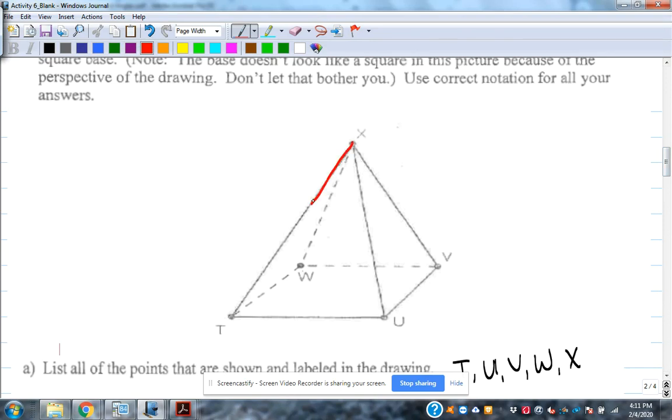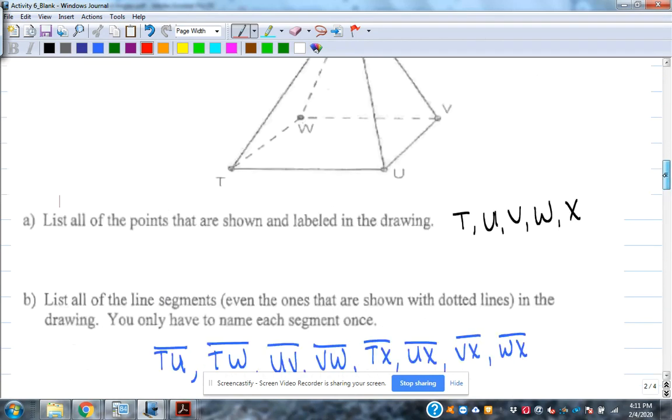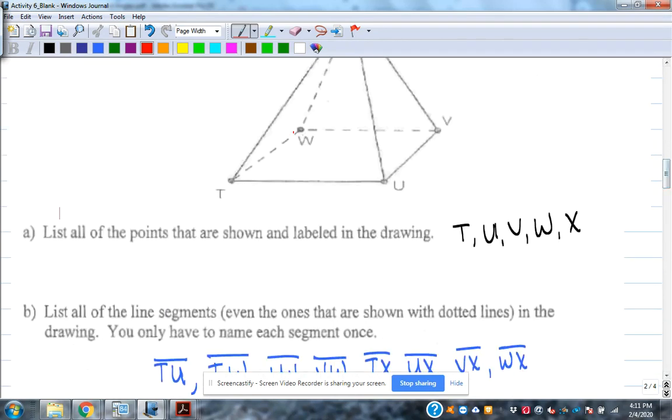I heard XTU from multiple people there. So XTU is that angle right there. Right? So that's one of them. Good. All right. Let me write that one, XTU down. And then you said WTU. Is that what you said? Yeah, that's that angle right there. Good.